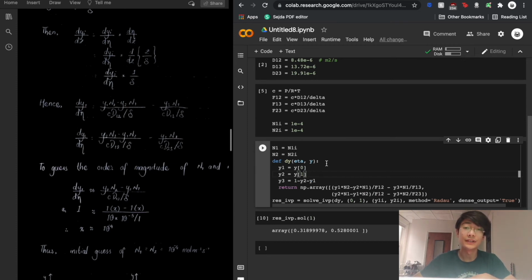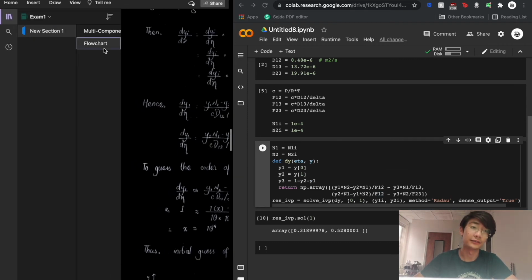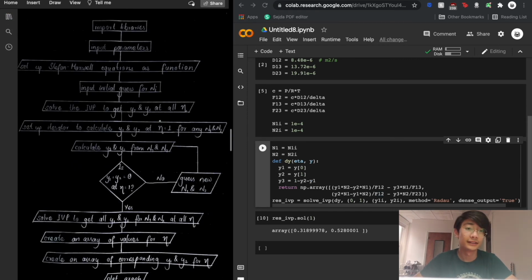So what we need to do from here is find the correct values of N1 and N2. Let's get back to our flowchart and see where we're at. We just set up the Stefan-Maxwell equations as functions. We gave them our initial guess for the molar fluxes, and then we solved the IVP to get the mole fractions at all eta.